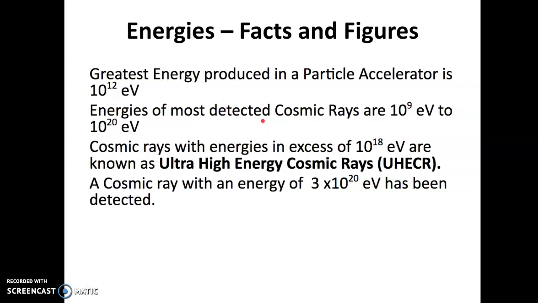So from a particle accelerator like the Large Hadron Collider, you'll get anything up to 10 to the power 12 electron volts. However, cosmic rays range from anything from 10 to the 9, even up as high as 10 to the 20 electron volts, with these 10 to the 18 being called ultra high energy cosmic rays.